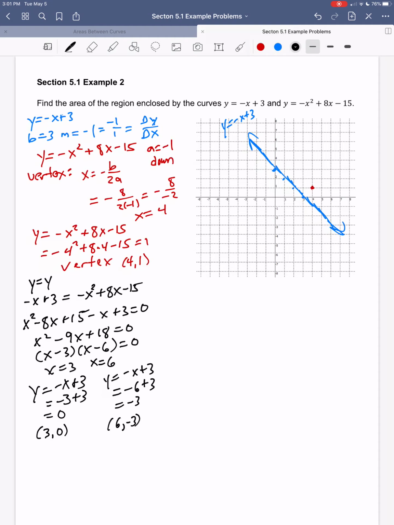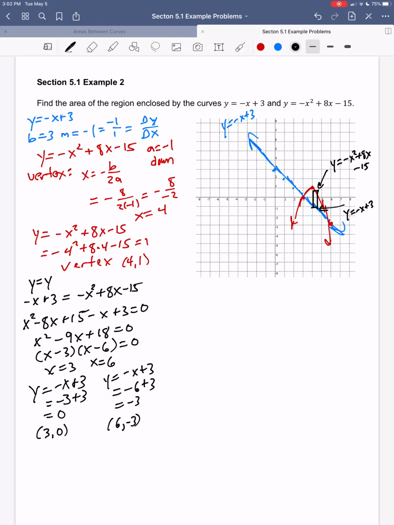So I would have the point 3, 0, and the point 6, negative 3, and that's where my parabola would be, going through those points. And so I'm supposed to be finding this region in here. So a typical rectangle then would look like this. The top of the rectangle is the parabola, which is negative x squared plus 8x minus 15. The bottom of the rectangle would be y equals negative x plus 3.